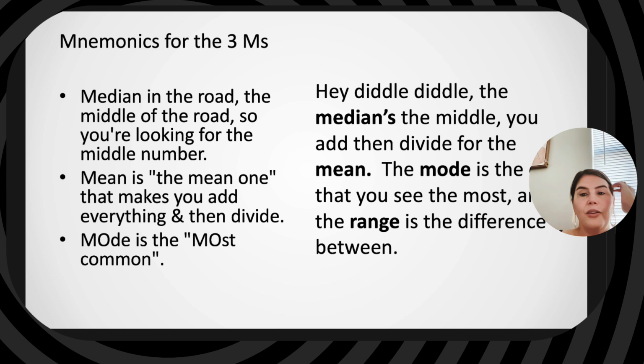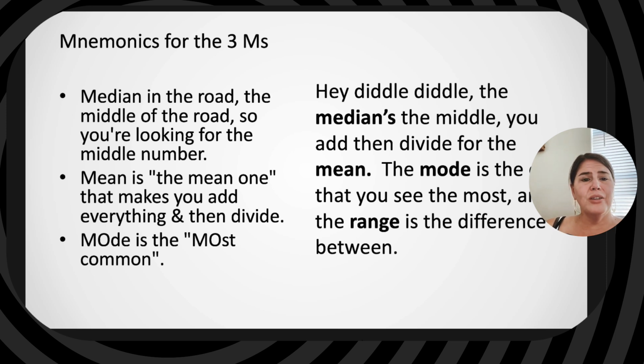So for those that know, I study self-regulated strategy development. I am a huge proponent of mnemonics, or things that help you remember. So median in the road, you think it's the middle of the road, so you're looking for the middle number. Or mean, the mean one that makes you add everything and then divide it. Or the mode is the most common.